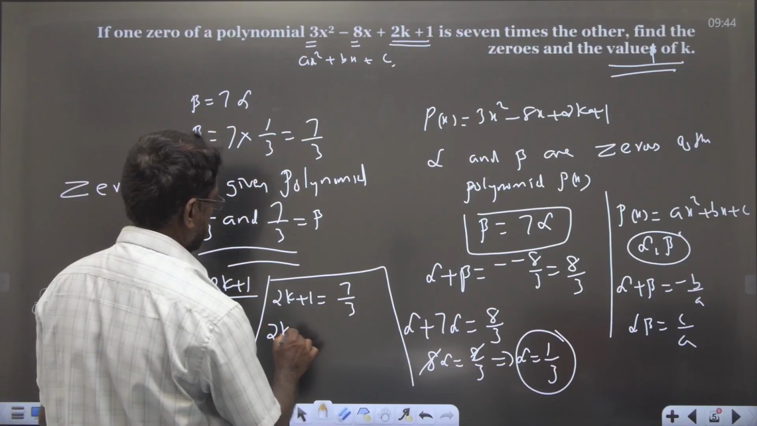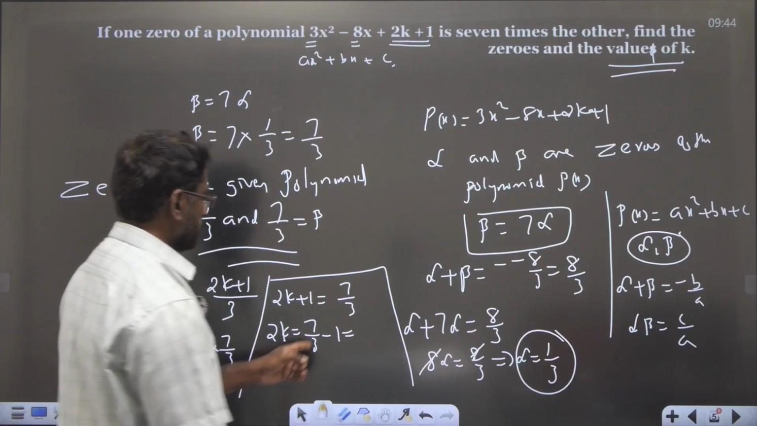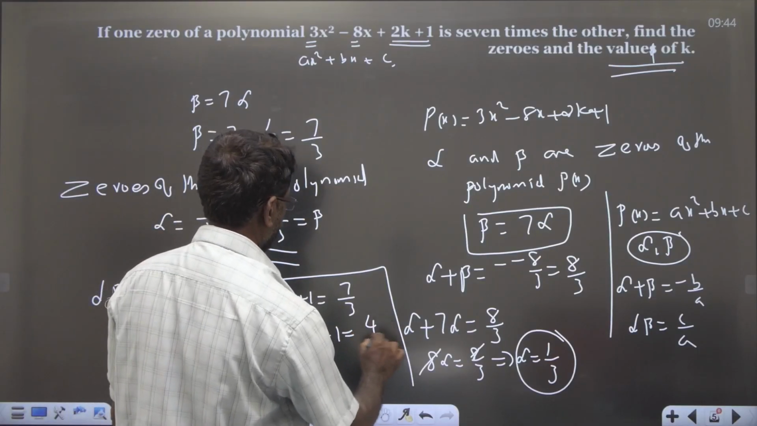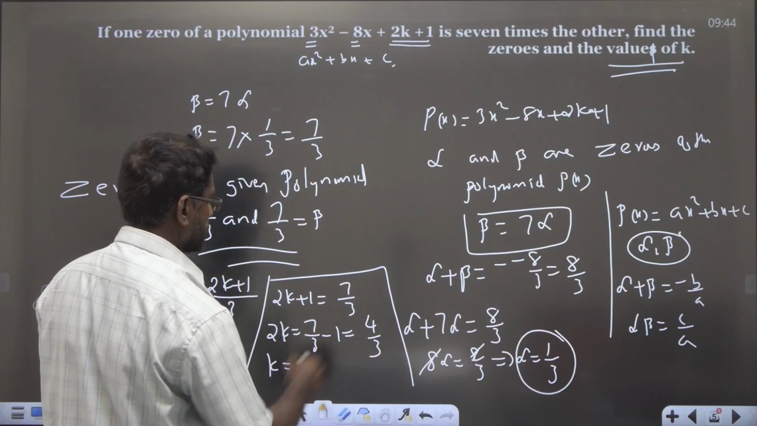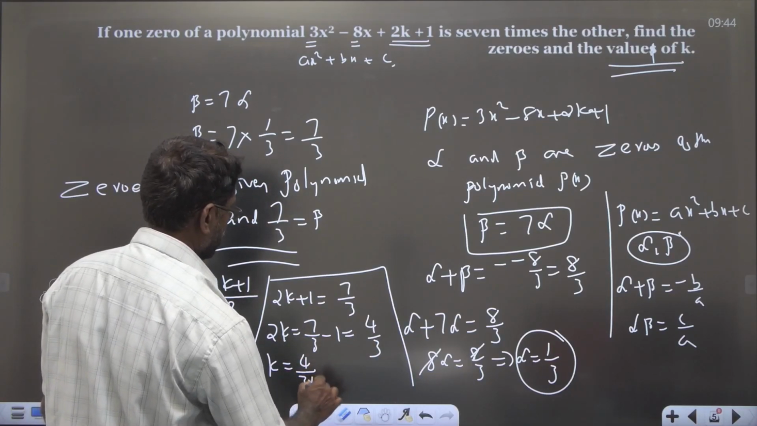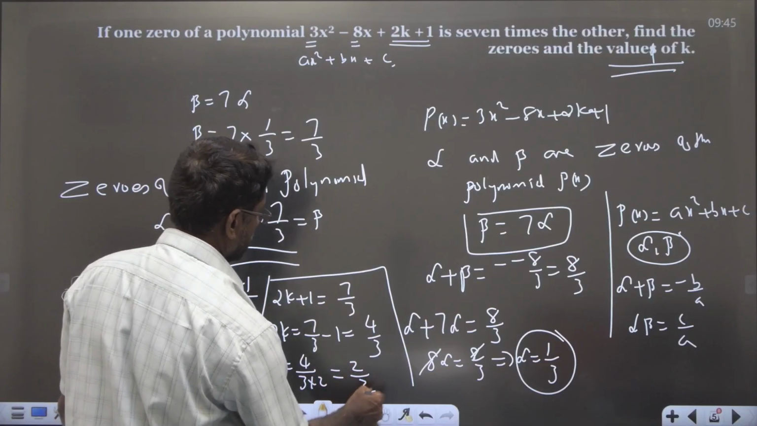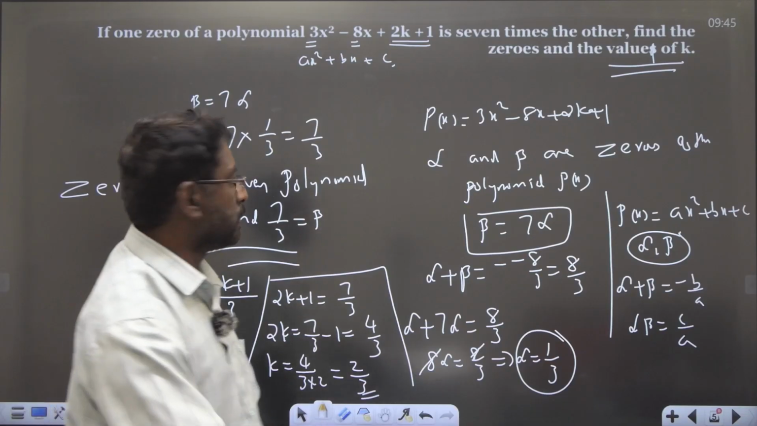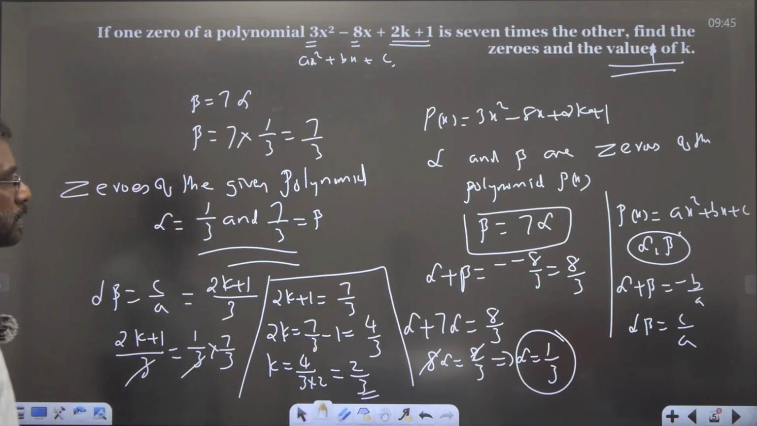Therefore, 2k is equal to 7 by 3 minus 1. Take LCM. 7 minus 3, 4 by 3. Therefore, 2k is equal to 4 by 3. Then k is equal to 4 by 3 into 2. 2 cancels with 4, 2 times. That is k is equal to 2 by 3. 2 by 3 is the answer.